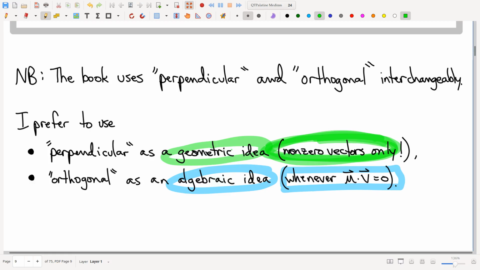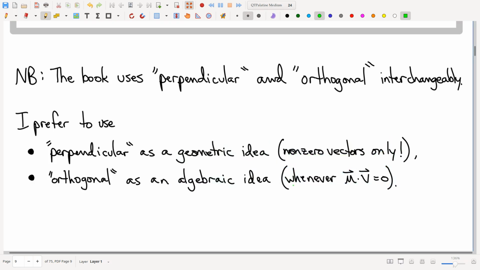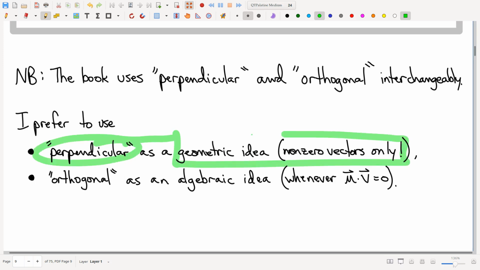Is everybody with me? Okay, so I think these are two really, really importantly different ideas. And when you have importantly different, fundamentally different ideas, well, we should not blur the distinction. And I feel like we should choose one word to use for one and the other word to use for the other. And so perpendicular is a reference to the idea of the directions making a right angle. It's a fundamentally geometric idea. It only makes sense for both vectors being non-zero.